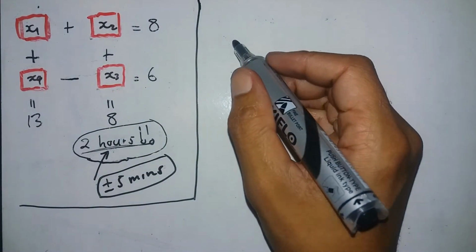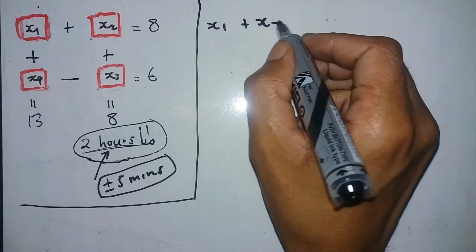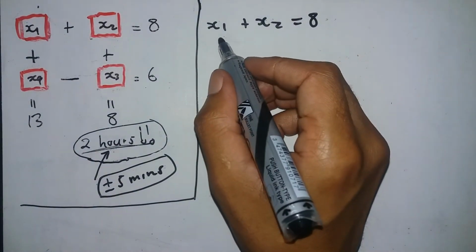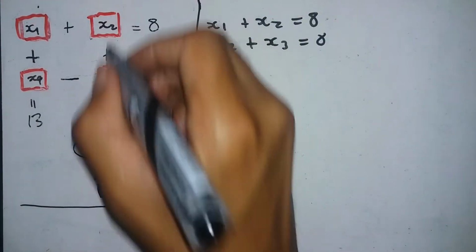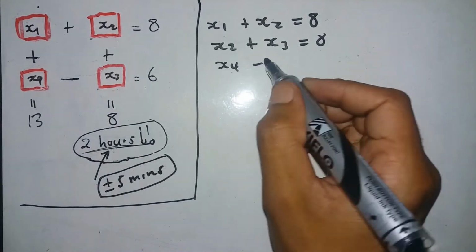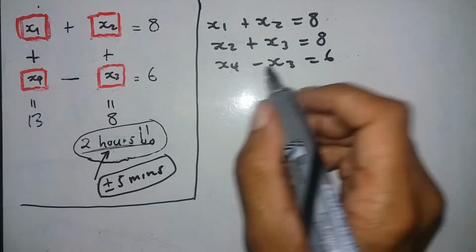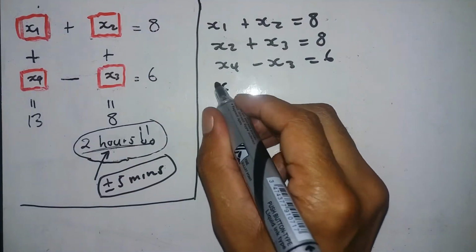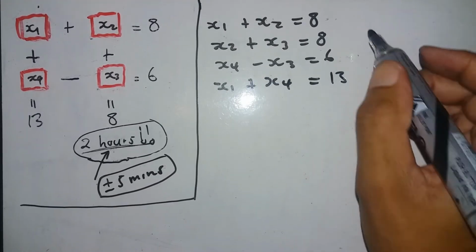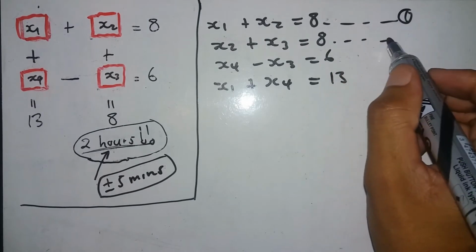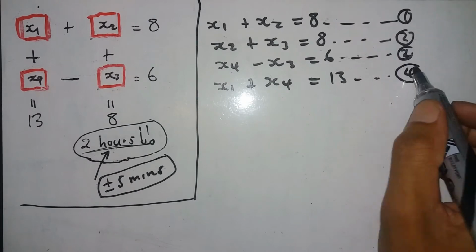So what I did next was extract all the equations from the grid. The first one being x1 plus x2 equals 8, and then x2 plus x3 should give me an 8, and then x4 minus x3 should give me a 6, and then the last one being x1 plus x4 should give me a 13. Then I named each equation 1, 2, 3, and 4.